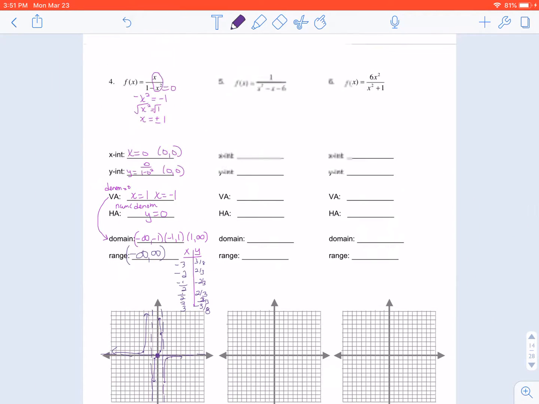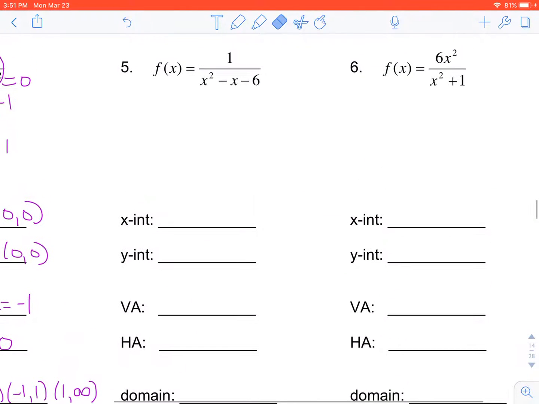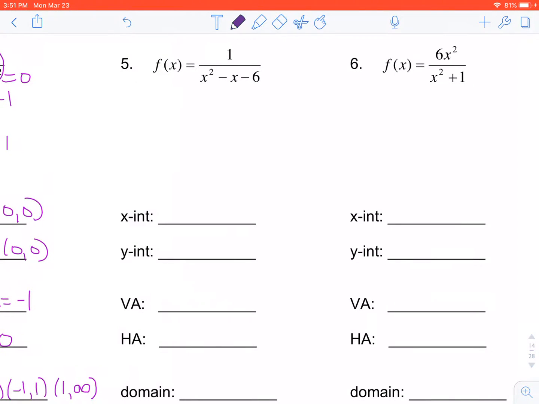So I want to talk a little bit about number 5. We're going to just talk about the vertical asymptote in number 5. Remember, to find a vertical asymptote, we have to take the denominator and set it equal to 0. Well, if I take this denominator and set it equal to 0, it's quadratic, just like the previous one, but this quadratic's in ax squared plus bx plus c form. And the only way to solve for x in a quadratic is my favorite thing to do, factor.